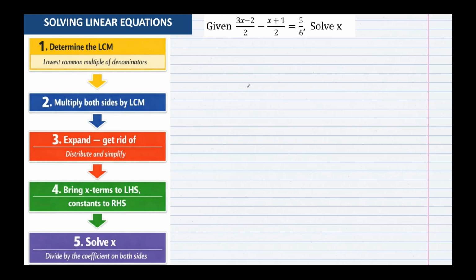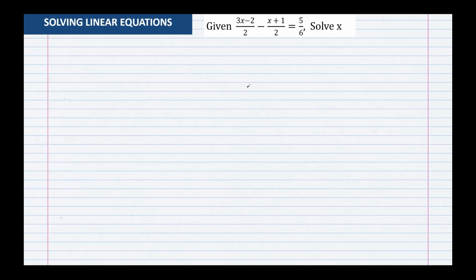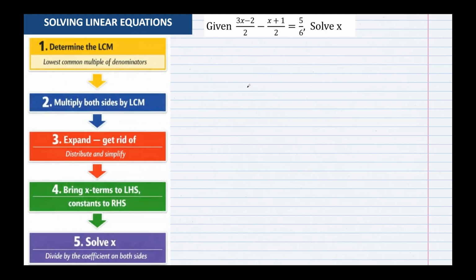Let's make solving x for linear equations easy with 5 simple steps. They give us (3x minus 2) over 2 minus (x plus 1) over 2, and they say this equals 5 over 6, and then they say solve for x. So we're going to follow 5 steps.